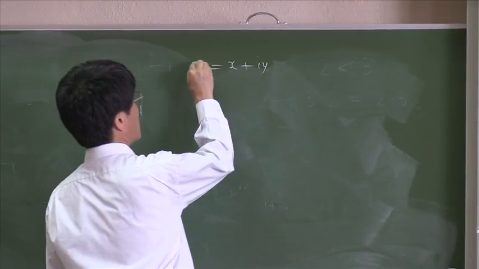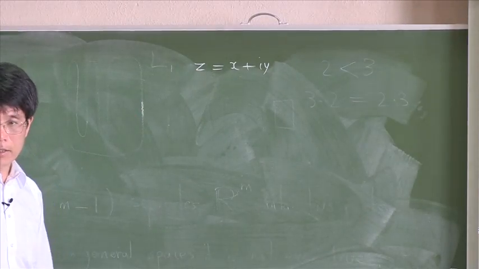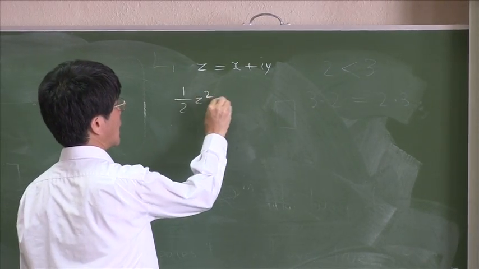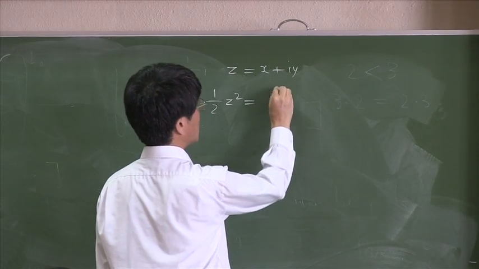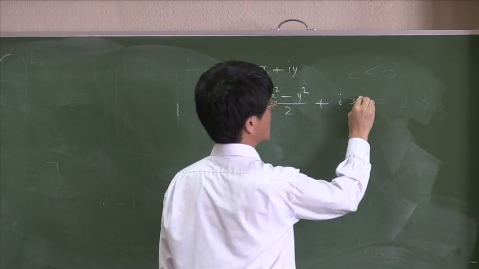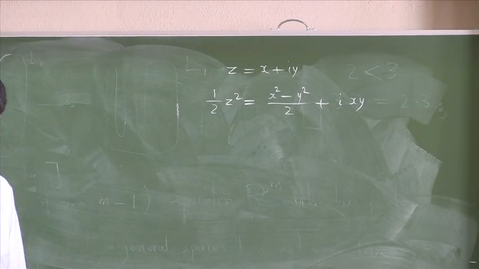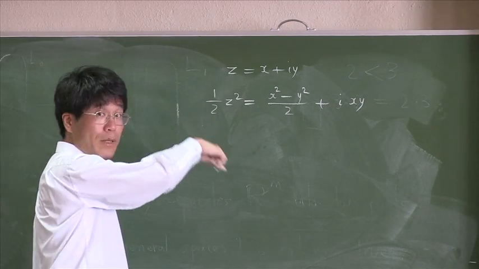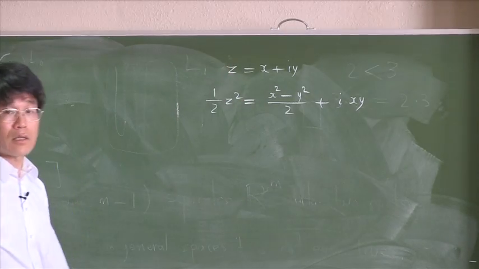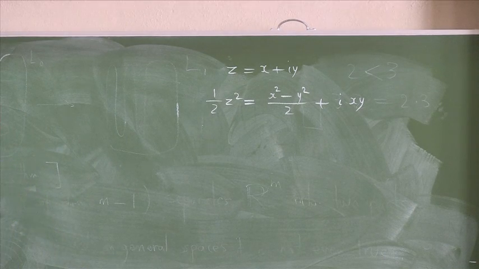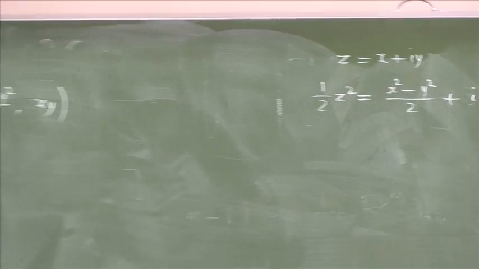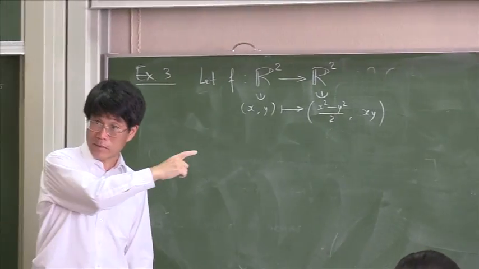Consider the complex number representation z equals x plus iy. If I take the square of this and divide by 2, the real part is x squared minus y squared over 2. The imaginary part is xy. So that's what it is. So the map is, in fact, in complex number representation, z goes to z squared divided by 2. That's what this map is. I hope then that you can picture, visualize what this map does.